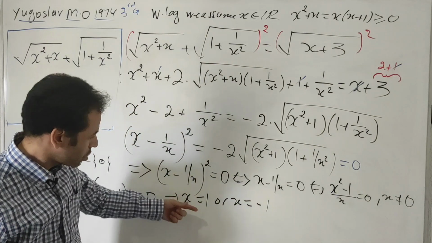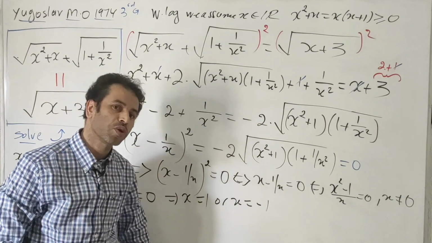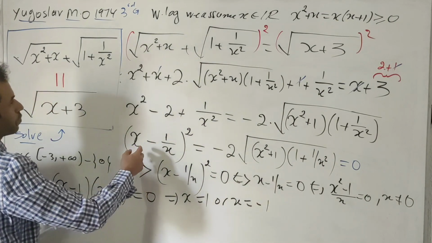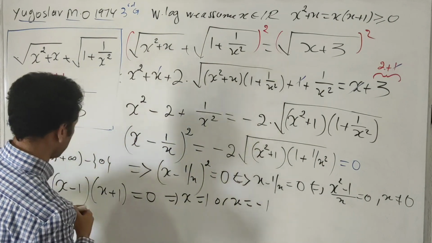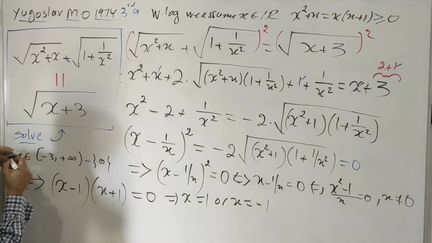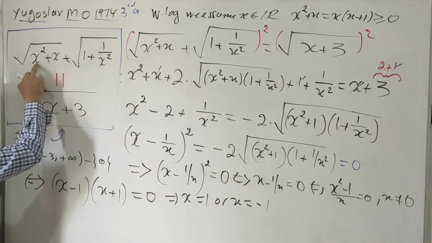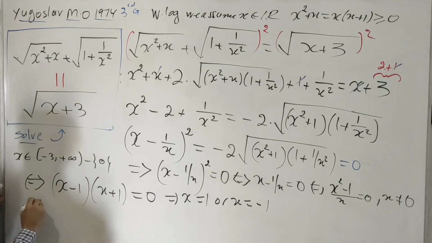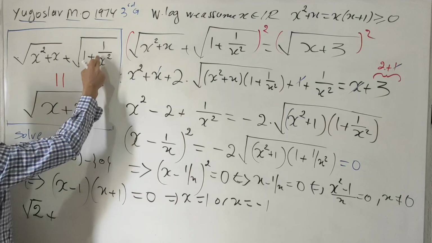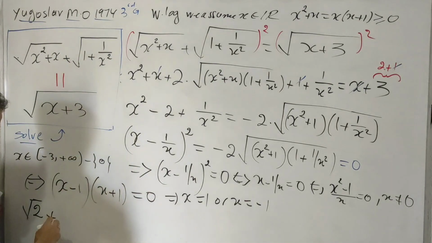Now we're going to replace each of those values into the original equation to check which one is a solution and which one is not, okay? So let's take x equals 1 and plug it into the original equation to see what it gives us. If I replace x with 1, I will have 1 plus 1, which is square root of 2, plus the second term. The second term is 1 plus 1 over 1, which is 1 plus 1, which is 2, the square root of 2, okay?